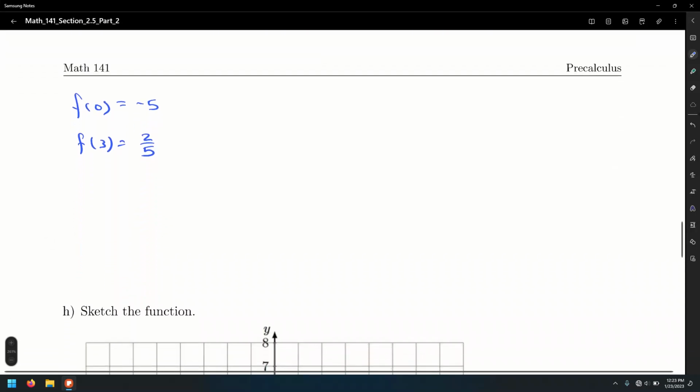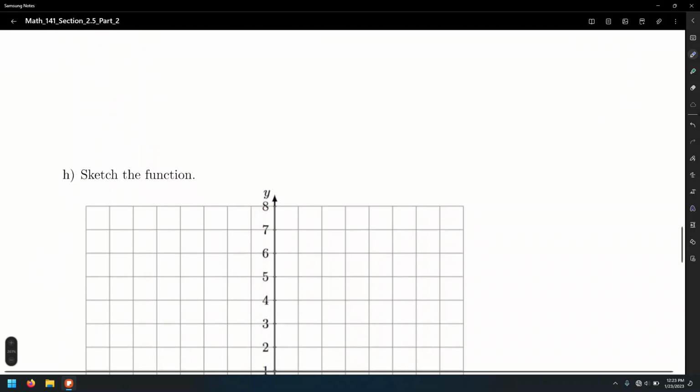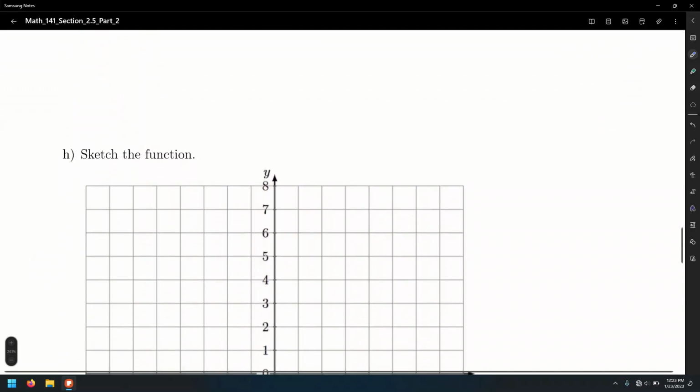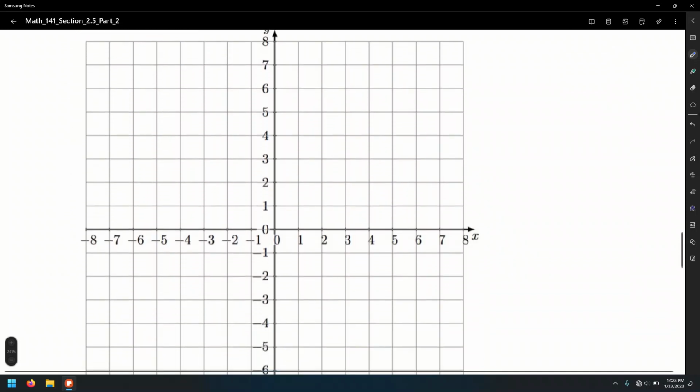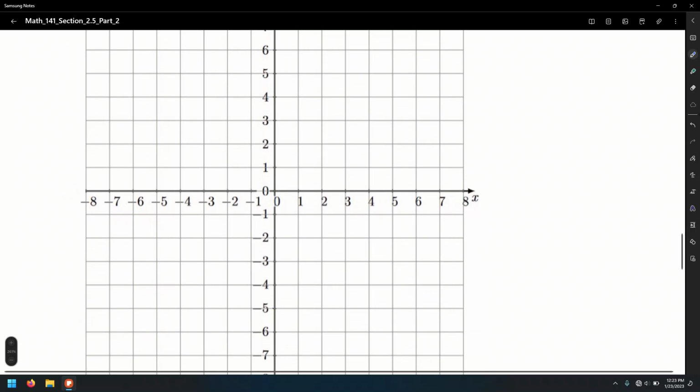All right, so let's sketch the function. Number one, we got some intercepts. Let's see what we got for the intercepts. We got a y-intercept at (0, -5). That's going to be this point over here. And what else did we get? We got two x-intercepts. 5 halves, which is 2.5, that's roughly here. And (-1, 0).